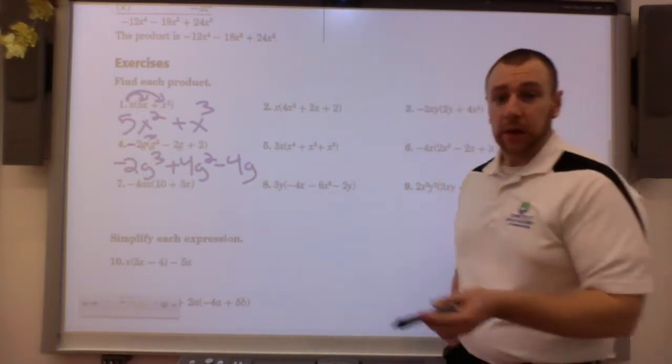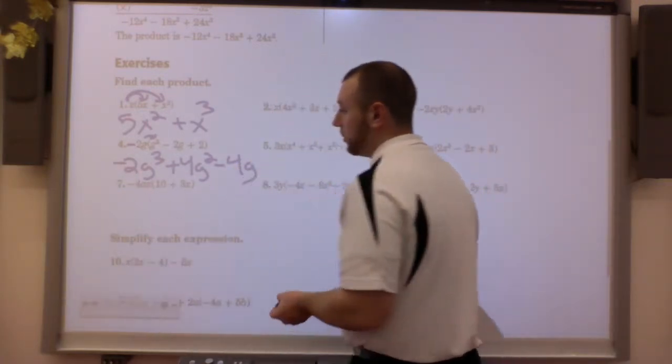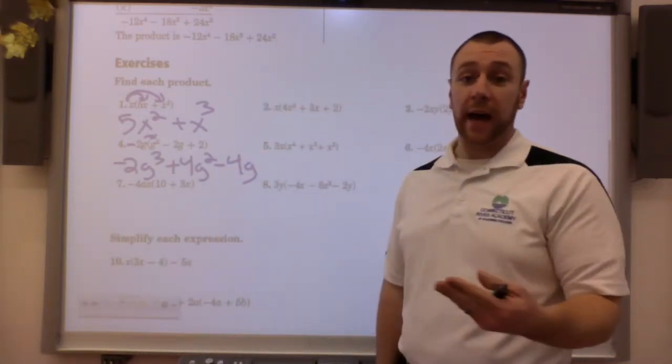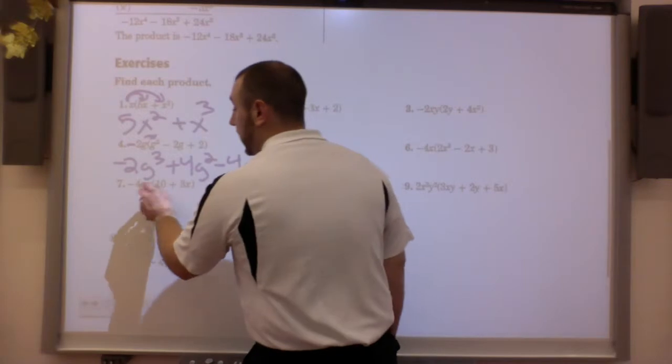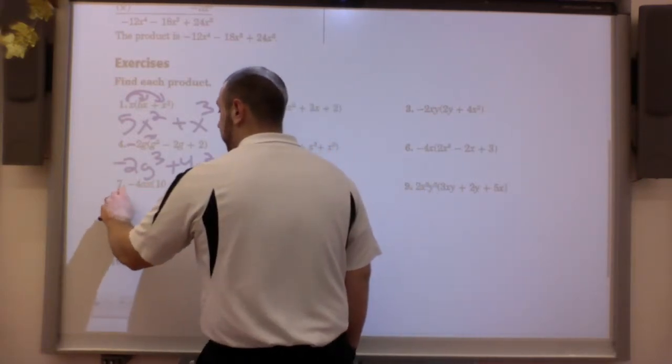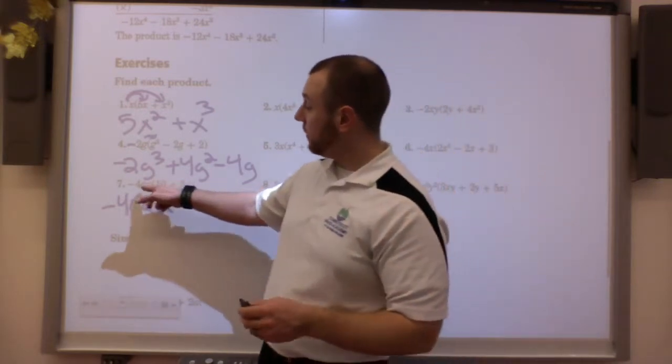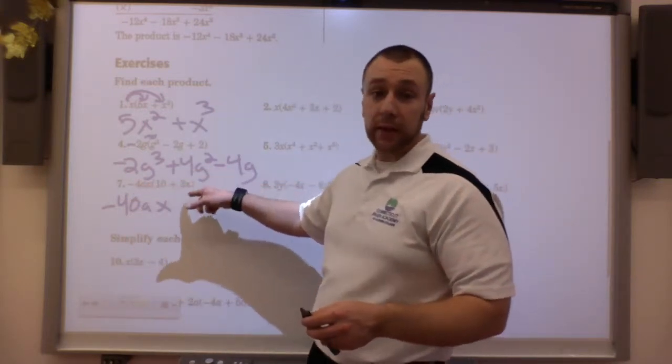Negative 2g times a positive 2 is a negative 4g. And I would do the same thing for number 7. Now the trick is, now I'm doing a negative 4ax. Well, negative 4ax times 10 is negative 40ax.